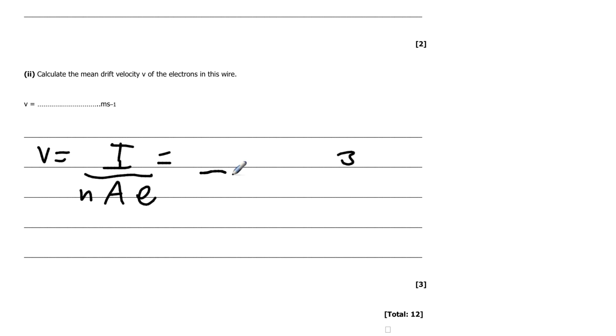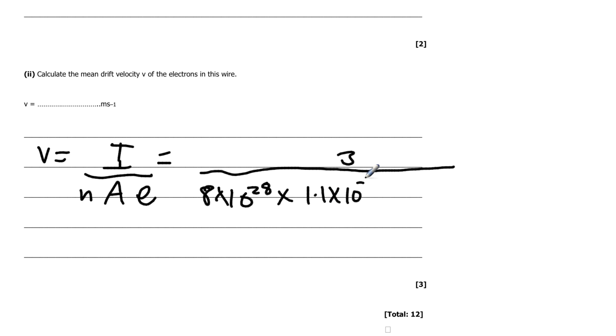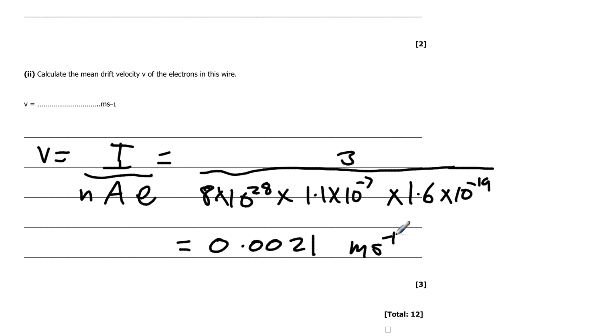So it would just be 3 divided by the number of electrons, which was 8 times 10 to the 28, times by cross-sectional area, 1.1 times 10 to the negative 7, times the charge of the electron, 1.6 times 10 to the negative 19. That should give us a mean drift velocity of 0.0021 meters per second, which is pretty consistent with the mean drift velocity of an electron through a wire.